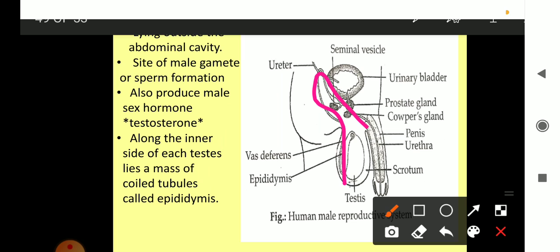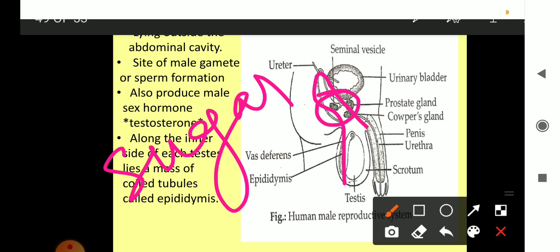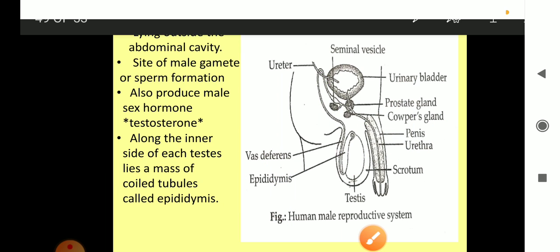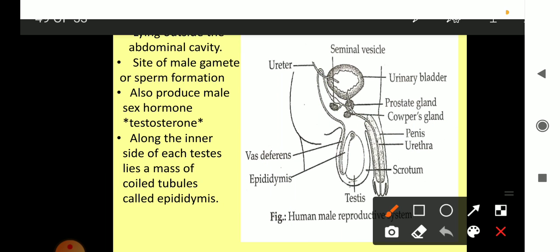The sperm are stored temporarily in the seminal vesicle here, where mucus and a watery, alkaline fluid that contains the sugar called fructose mix with the sperms. And the vas deferens, along with the seminal vesicle, now see this, opens into this ejaculatory duct.